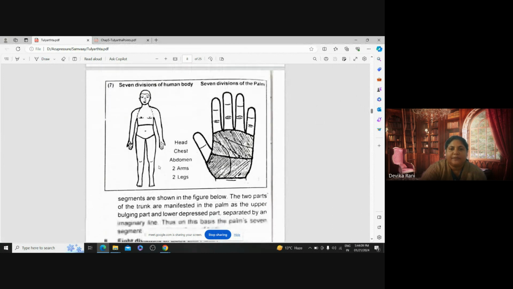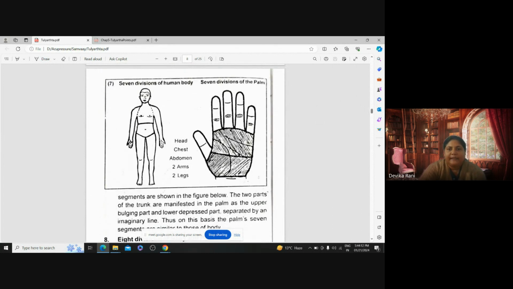Then we move on to 7 divisions. Over here, if you see the swollen portion of your palm, you're able to see my hand. Is everybody able to see my hand? Can anyone reply? Yes. Okay. So we have a diaphragm over here which separates the chest from the abdomen. So over here also we have a diaphragm. This is the fleshy portion. So we have a diaphragm which then separates the chest from the abdomen. So that makes it 7 divisions.